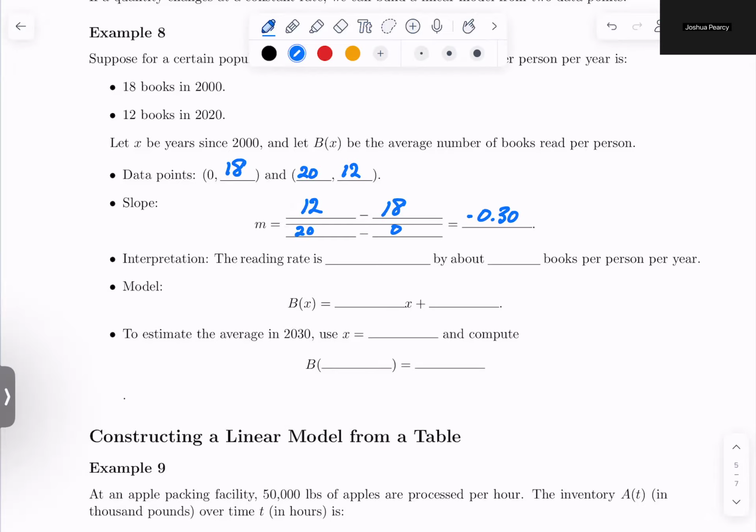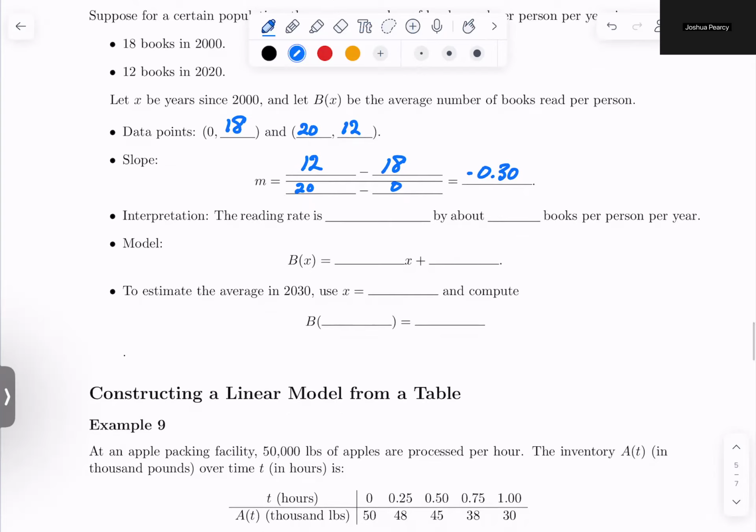So this is the first slope that we have done so far that is negative. So the interpretation behind this is the reading rate is, in this case, decreasing, actually, because the slope is negative. Decreasing by about 0.30 books per person per year.